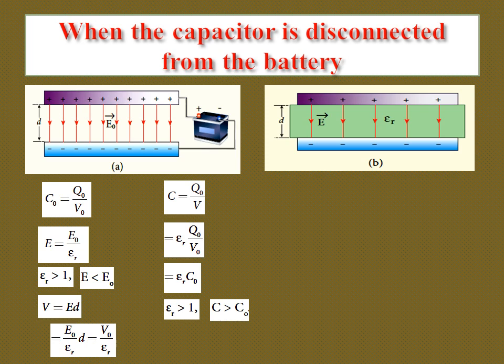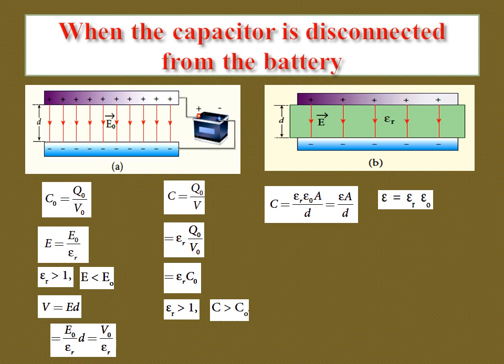Okay. The electric field will be less, whereas the capacitance will be more. Thus insertion of the dielectric constant epsilon r increases the capacitance. The point to be noted is it increases the capacitance. Therefore C is equal to epsilon r epsilon naught A by d. Now you know epsilon is equal to epsilon r into epsilon naught. Just substitute the value and you get your value as C equal to epsilon A by d.